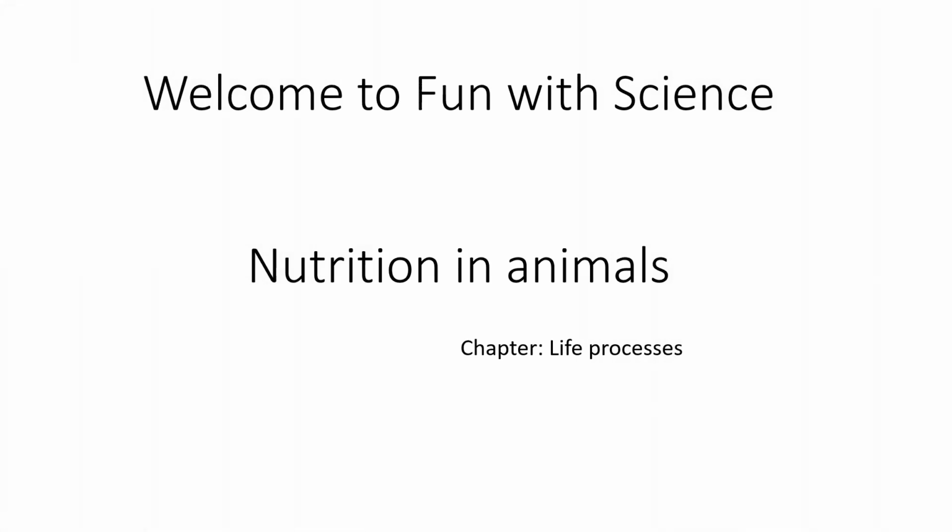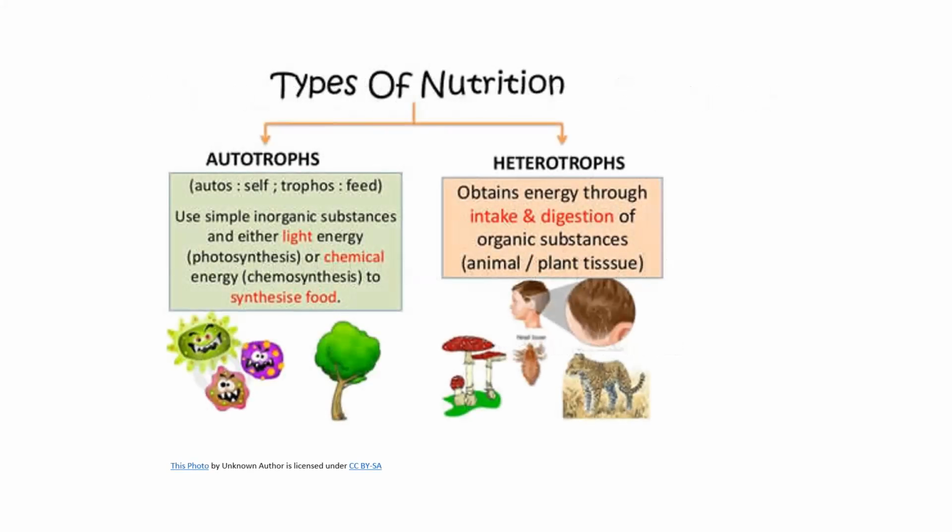As we all know, nutrition happens in plants and also in animals, right? So basically nutrition is of two types, right? One is autotrophic nutrition and the other one is your heterotrophic nutrition. So autotrophic nutrition, as you can see, the word auto means self, trophos means feed. So any organisms which are capable of making their own food, either using light energy or chemical energy, are known as autotrophs. And the organisms which obtain or eat food made by the autotrophs are known as heterotrophs.